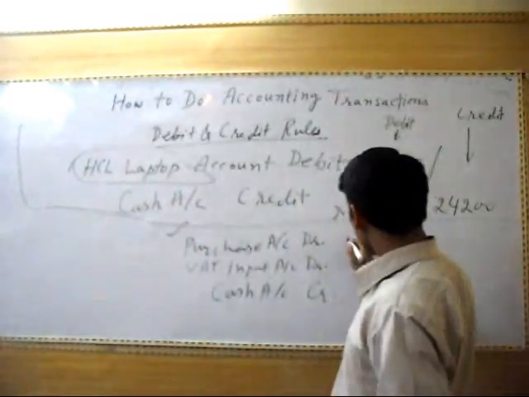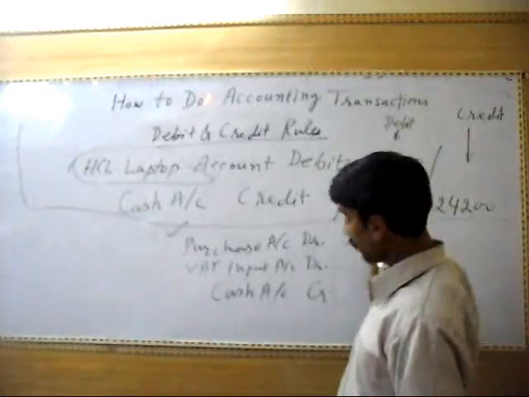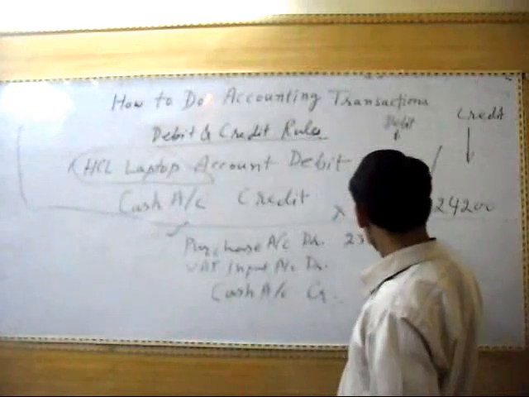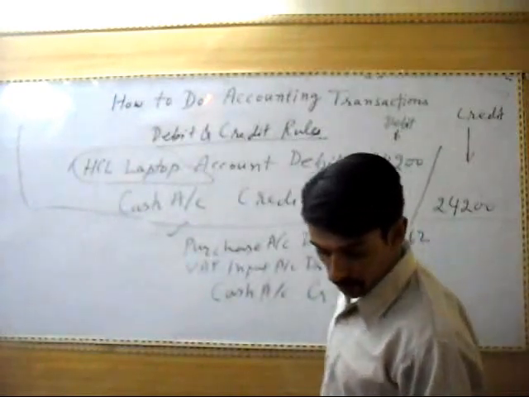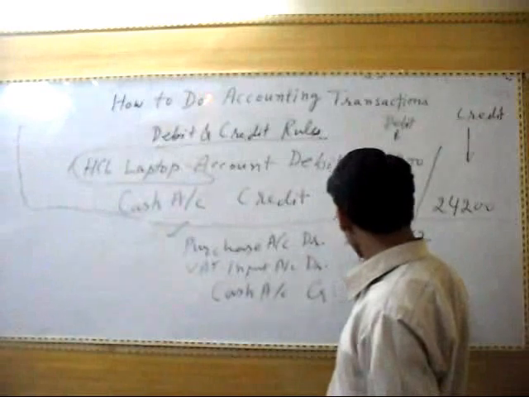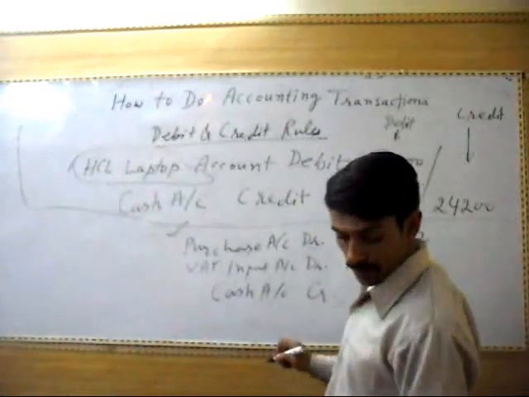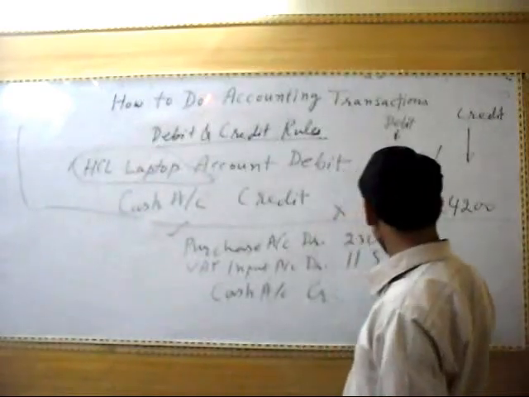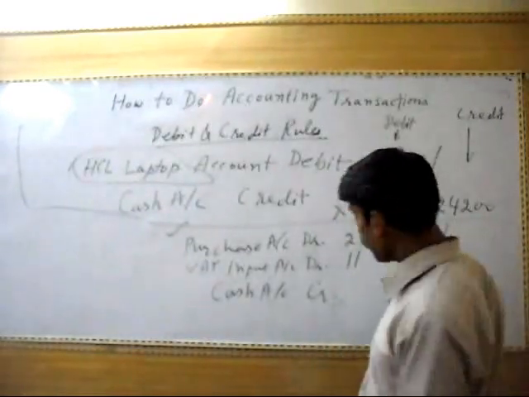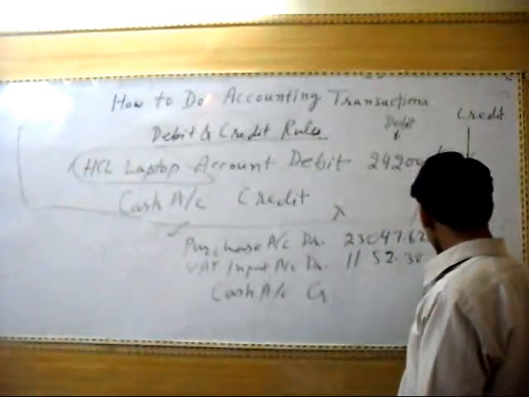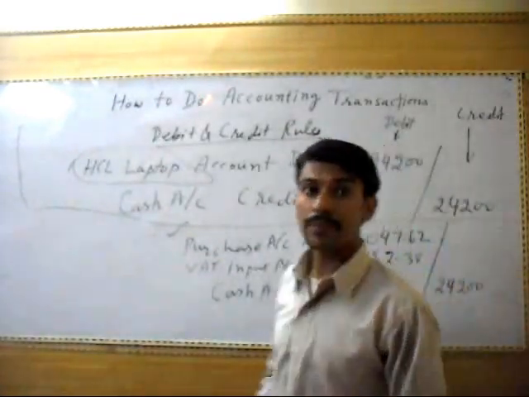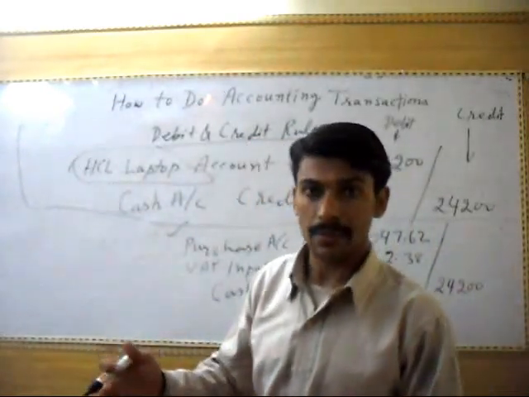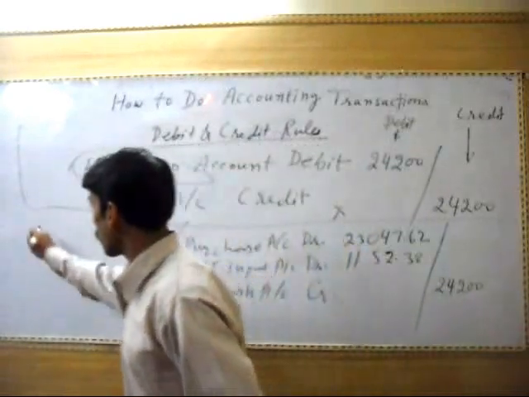And 23,047.62, and VAT input is 5%, and it is 1,152.38, and total is 24,200.